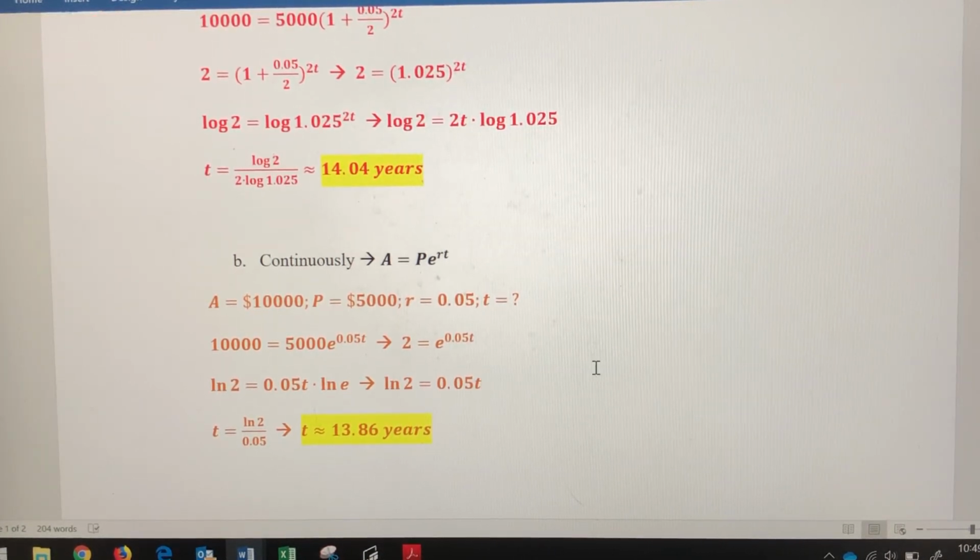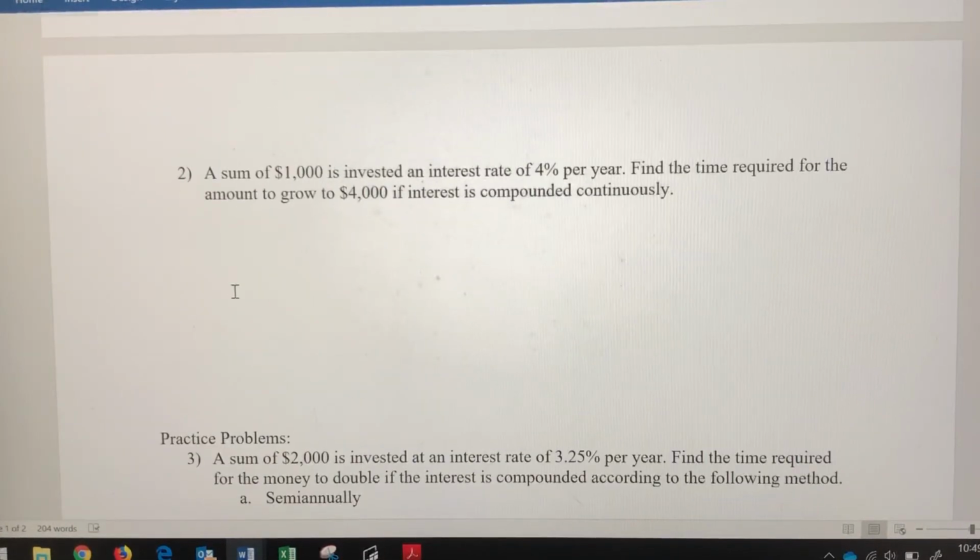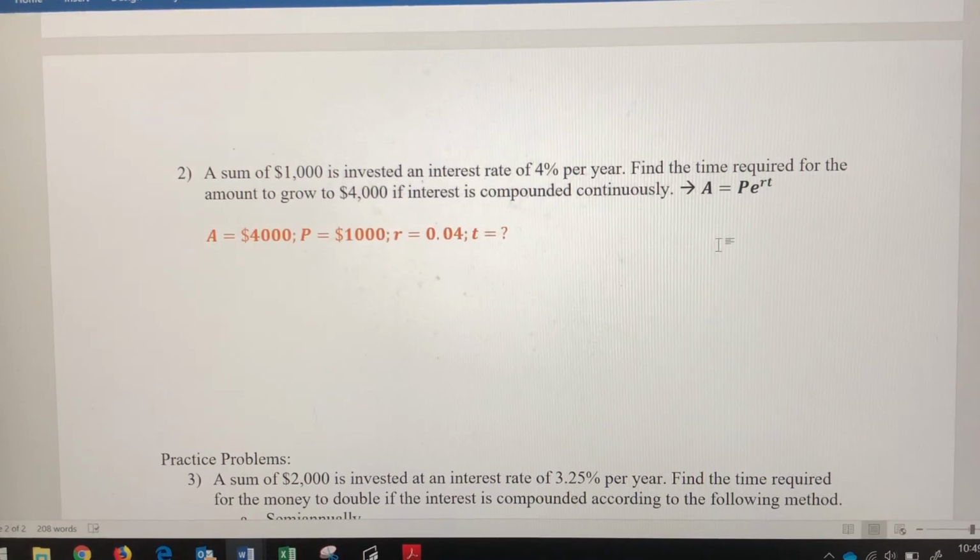All right, one more example. We've got a sum of $1,000, and we're going to invest that at an interest rate of 4% per year. Find the time required for the amount to grow to $4,000 if interest is compounded continuously. So continuous compounding, we're going to use the PERT formula. Let's give values to everything we know. We want to have $4,000 at the end of this process, so A is 4,000, P is 1,000, and my interest rate is going to be 0.04.